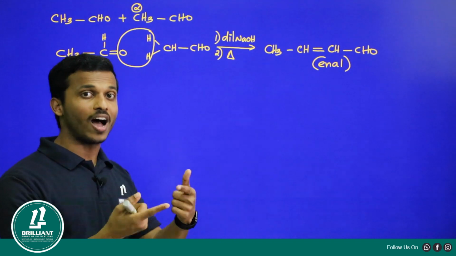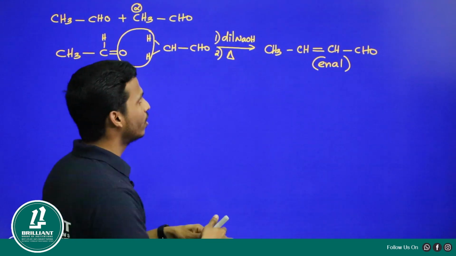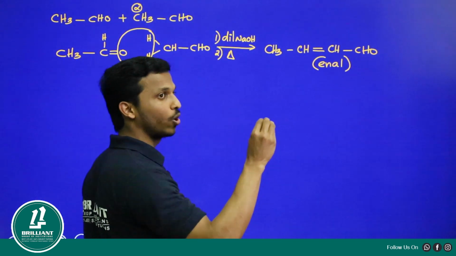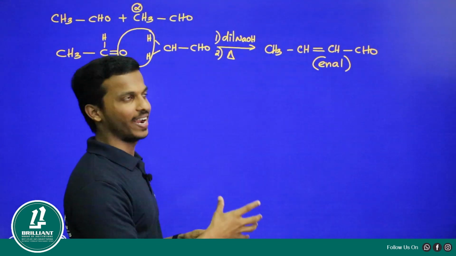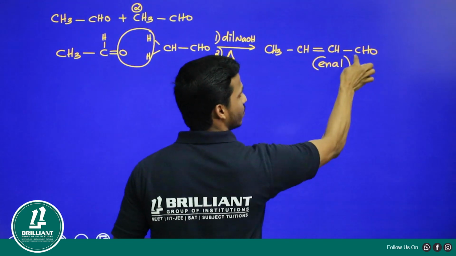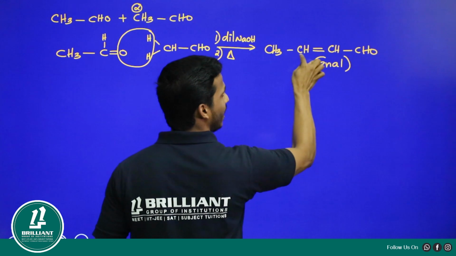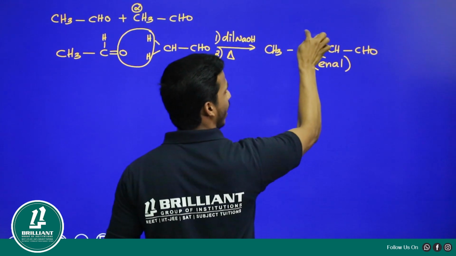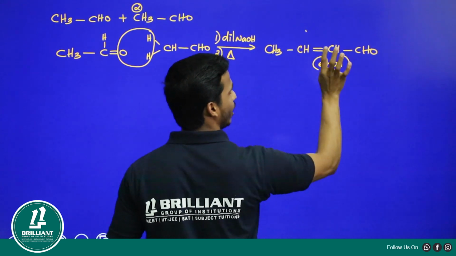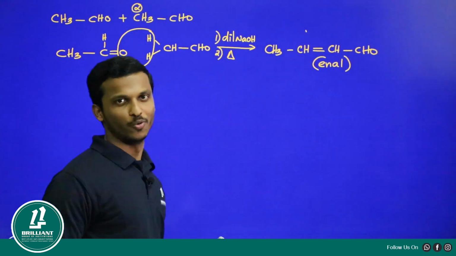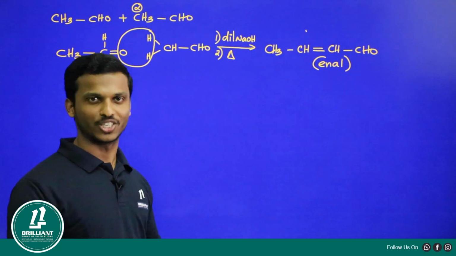Suppose if you need aldol, what you have to do? What is aldol? Beta hydroxyaldehyde. Which is the beta position? This is the main functional group, alpha, beta. On the beta position, you put an OH. Here you put an H, meaning the double bond you have to remove. It becomes aldol. That's all.